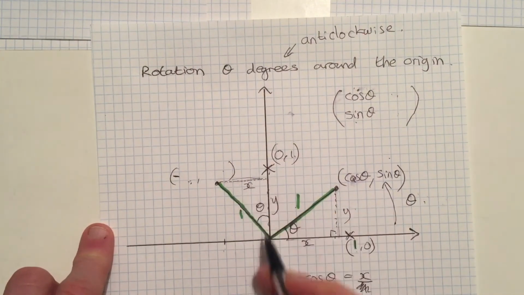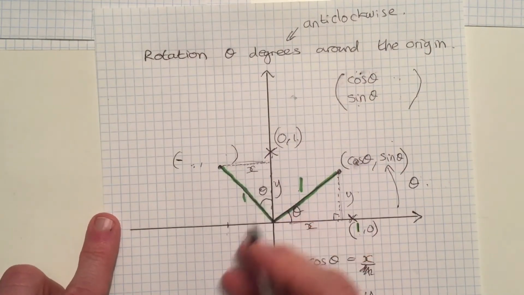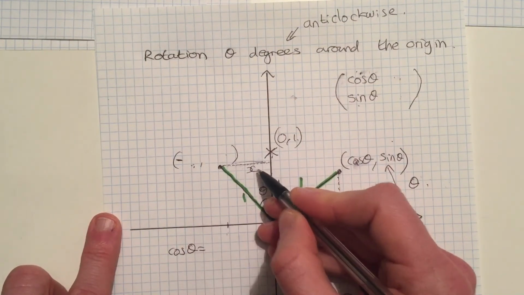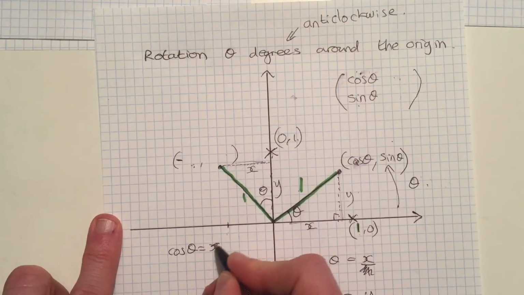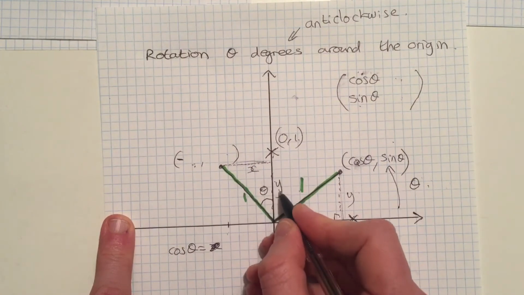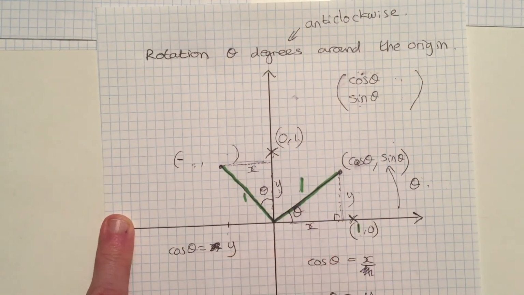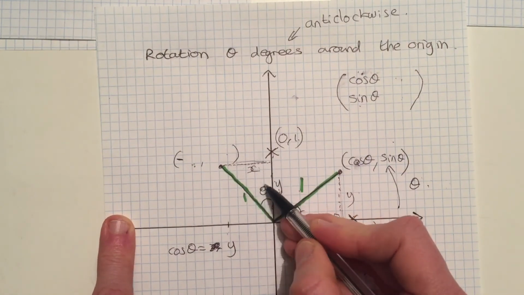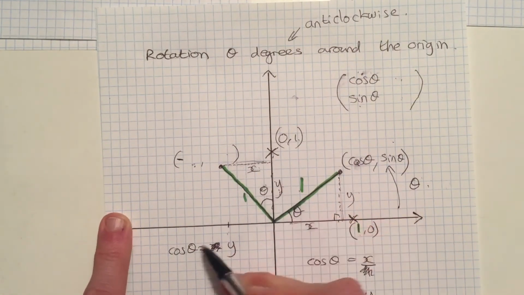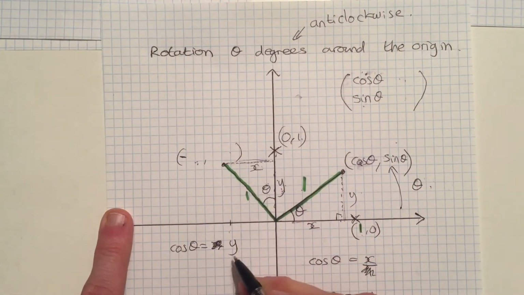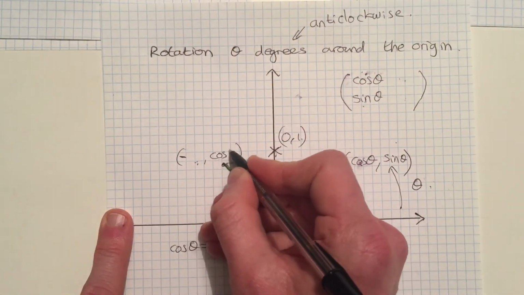Now doing a bit of SOHCAHTOA here, so I can say that cos theta is the adjacent, which is y. The adjacent in this triangle here is y. Yes, x is the opposite there. Y is the adjacent. So cos theta equals y over the hypotenuse, which is 1. So cos theta equals y. So it's actually the y coordinate here that is cos theta.